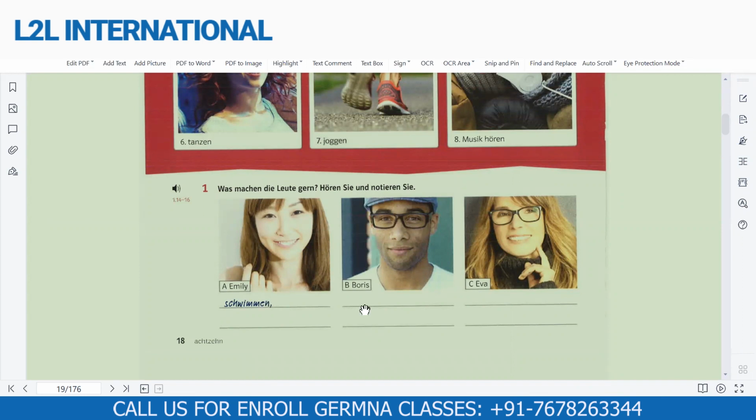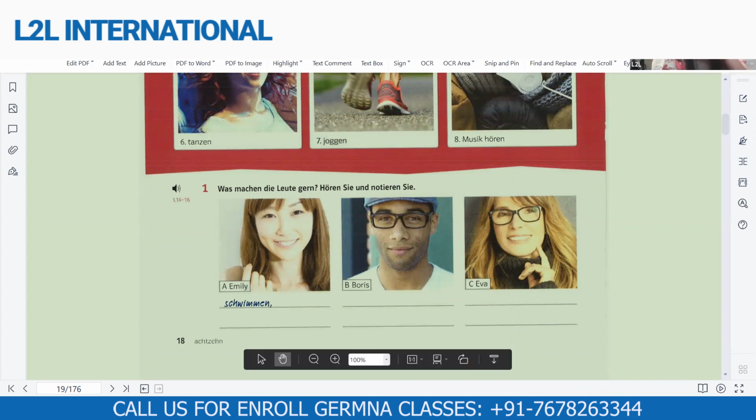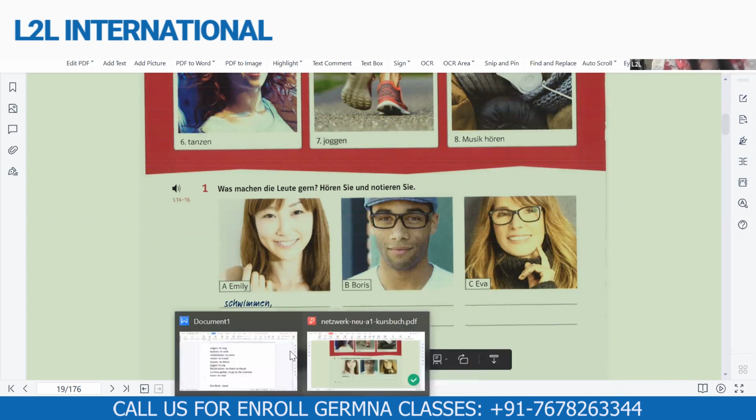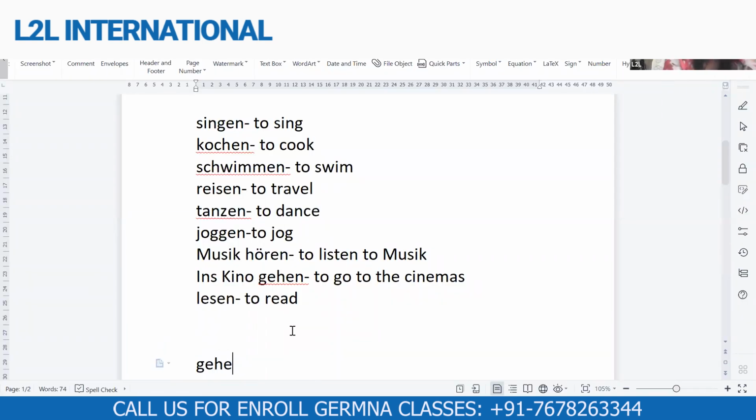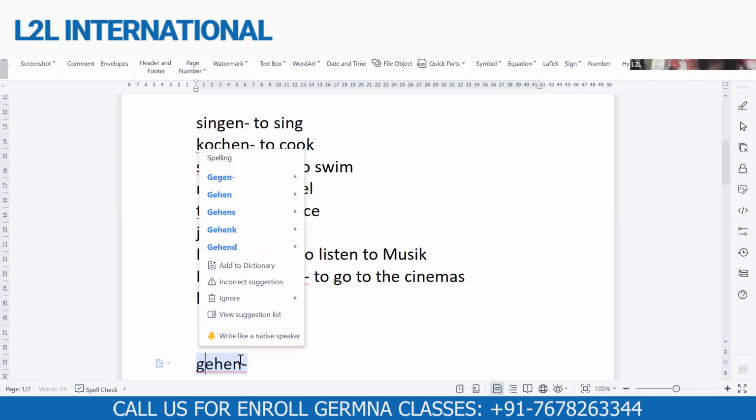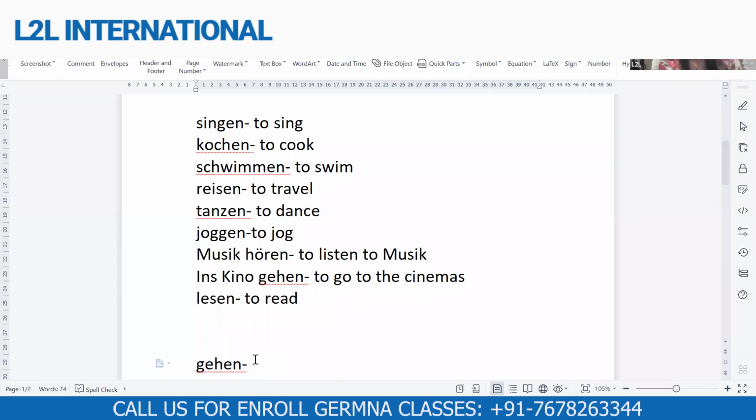Can I ask a doubt? Yeah, Ashwin. What is gehen? Okay, good. Gehen is to go. Gehen is a regular verb. I think gehen was in the list, guys. In ins Kino gehen, you remember? Gehen is to go. I didn't tell this word because I thought it was in the list that I gave you for regular verbs. Samriddhi and Sana, are you not sure gehen was there? Not sure. Then okay, thank you for the question, Ashwin. Gehen means to go.